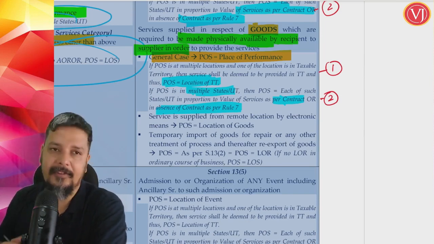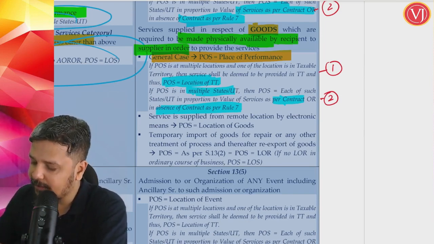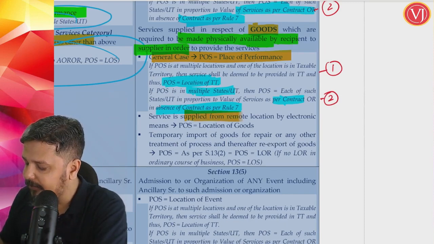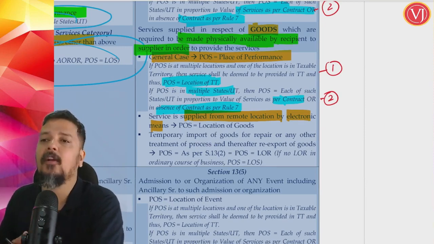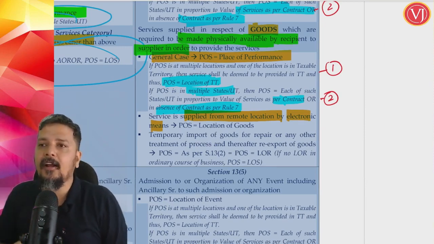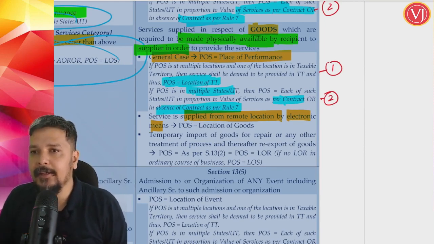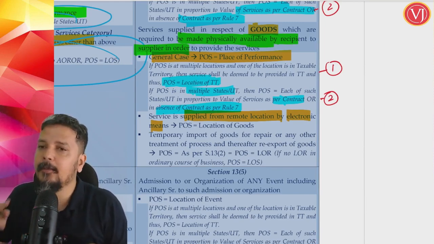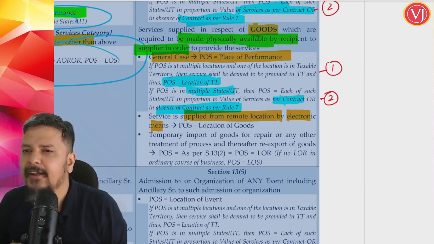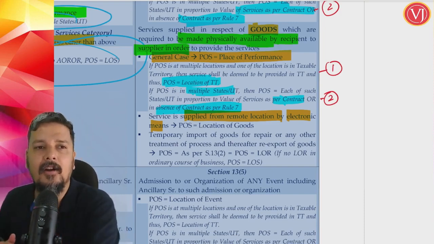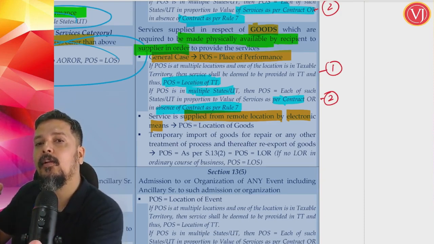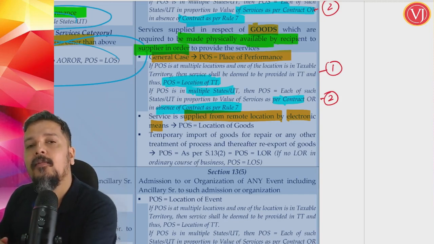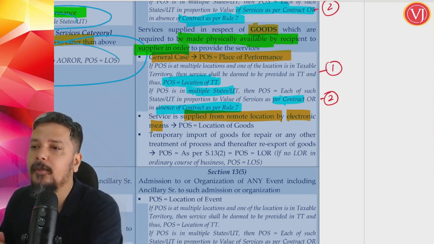But there are certain special cases. This was a general case. What are those special cases? If the performance is from a remote location outside India, or from India but from a remote location by electronic means. See, the goods can be outside India but remotely I am monitoring from India, or the goods can be in India and remotely the performance is done from outside India. Either way, goods are at one place but the control of performance is at another place. Focus should be on goods.